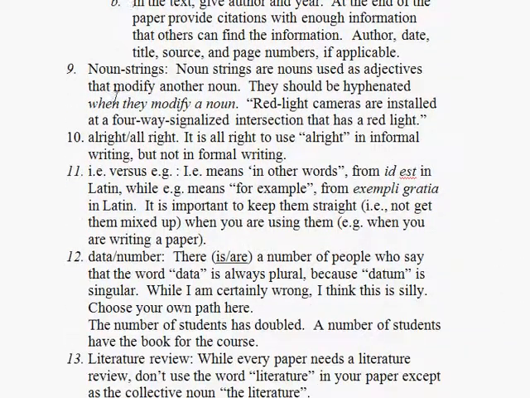Number 9, noun strings. A noun string is when you use a lot of nouns, more than one noun, to modify another noun. An example would be a red-light camera. You need to hyphenate the red and the light to show that it's not really a red light that you're talking about, but it's a red-light camera. The red light modifies camera, so you hyphenate the red light part. Four-way-signalized intersection. These 3 words modify intersection. That's why you have hyphens between the other 3 over here.